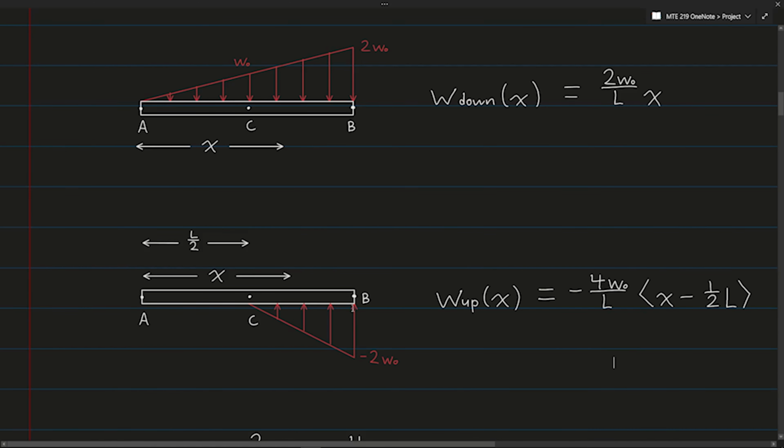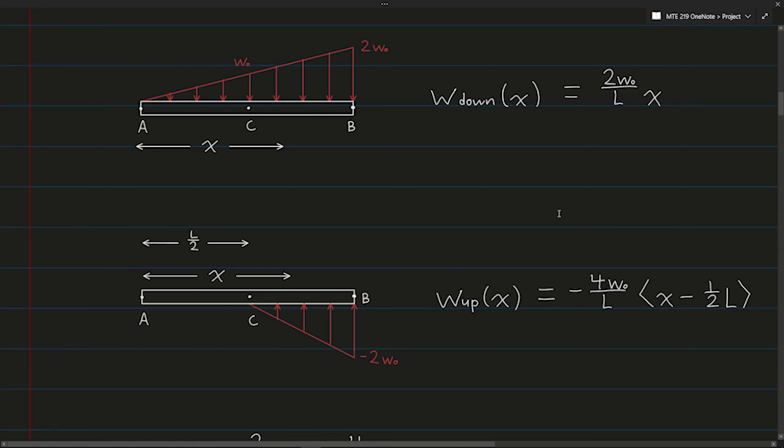Since half of L is the length from A to C, x minus 1/2 L doesn't become positive until after point C. And so for any point before this, it will be less than 0, and so it will just evaluate to 0. Afterwards, the components in the bracket will be positive, and so overall it'll evaluate to positive, and then we get our nice positive component right here.